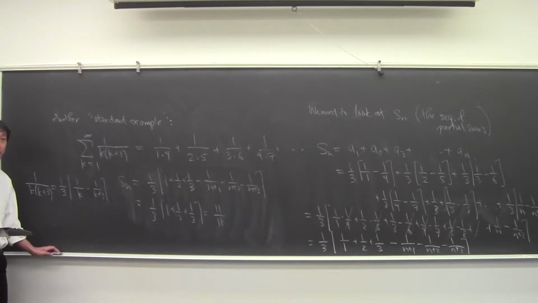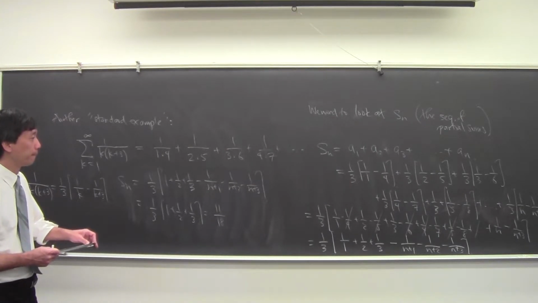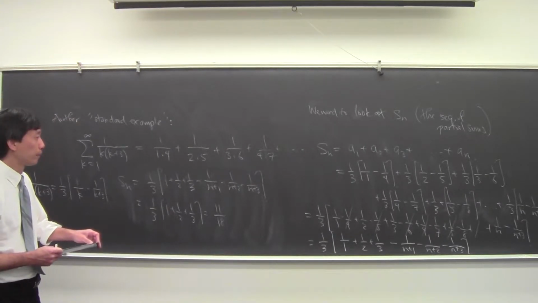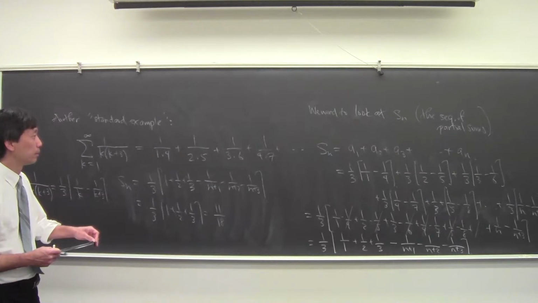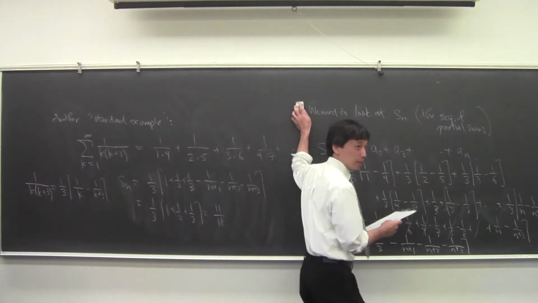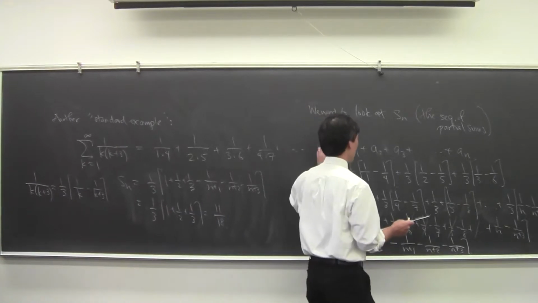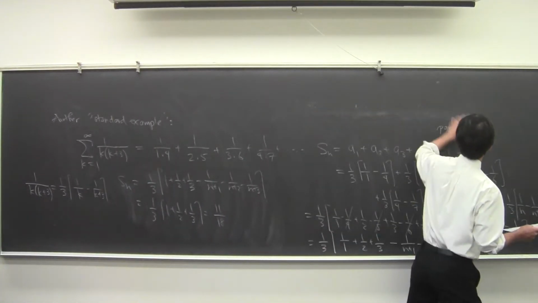Yeah, Maddie? I'm still confused why, in the end, on the bottom row, we include 1 over n plus 1 and minus 1 over n plus 2. I don't understand why that's left over. Okay, let's do one concretely, and you'll see what happens.